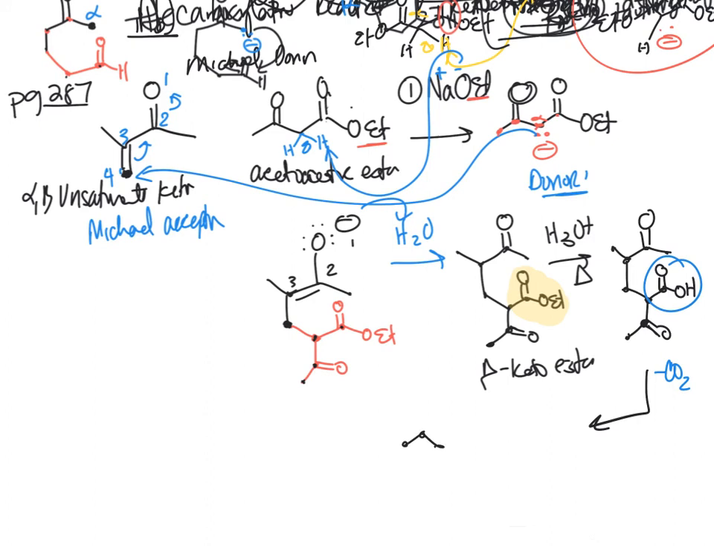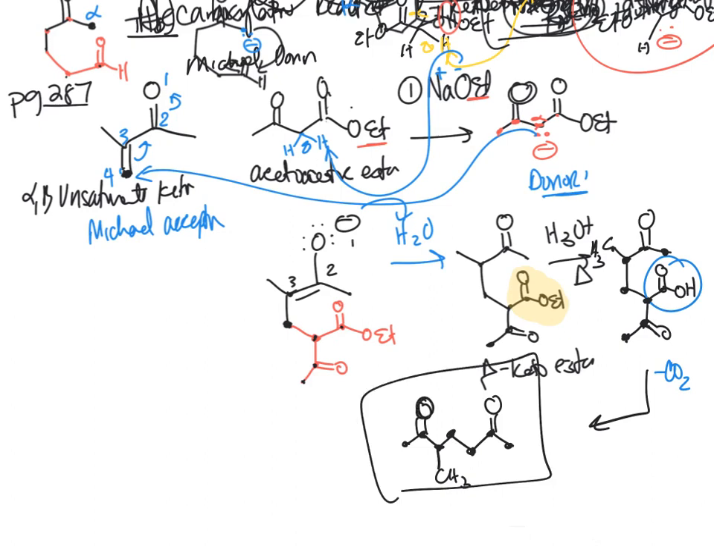And then we can redraw that. 1, 2, 3, 4. Here's our carbonyl. And then on the alpha, you have the CH3 here. 1, 2, 3, 4, 5, 6, 7, 8. And that is your product, okay, after decarboxylation.